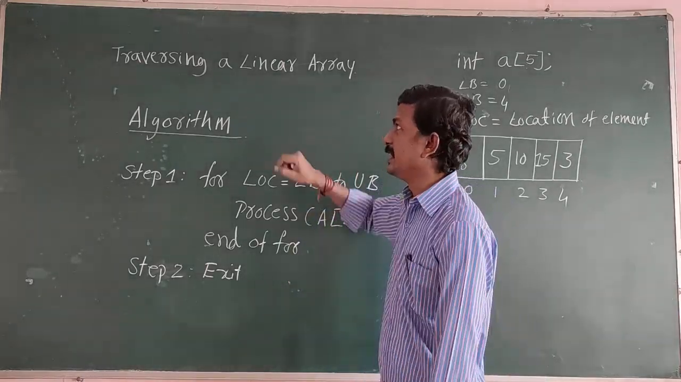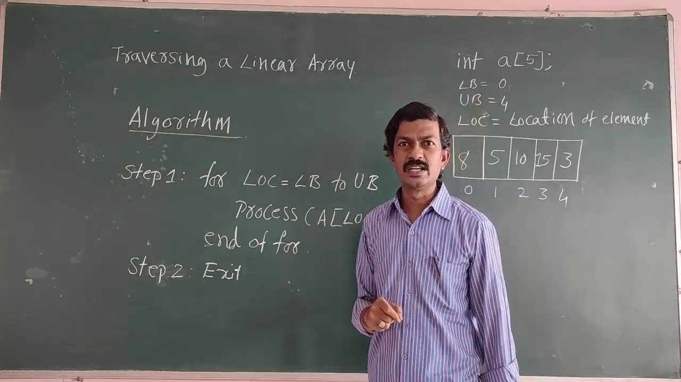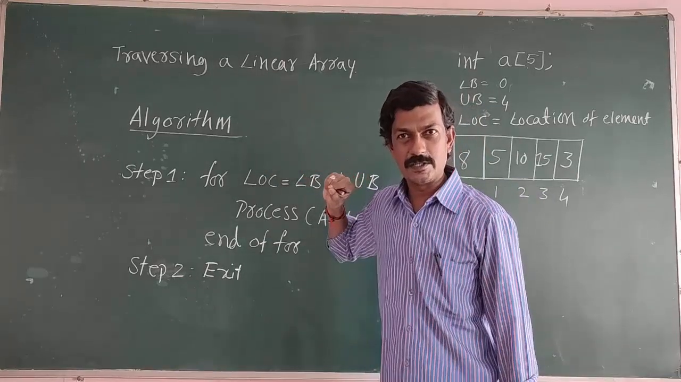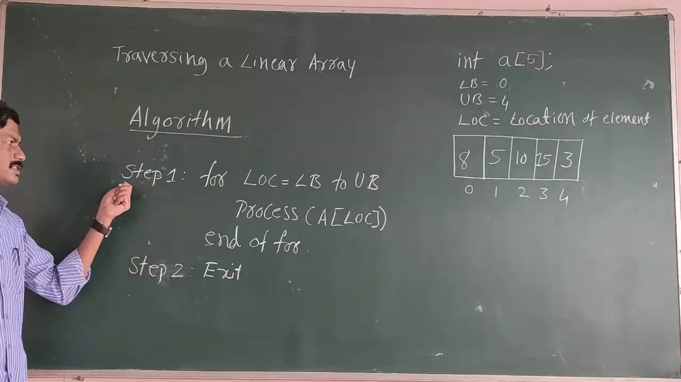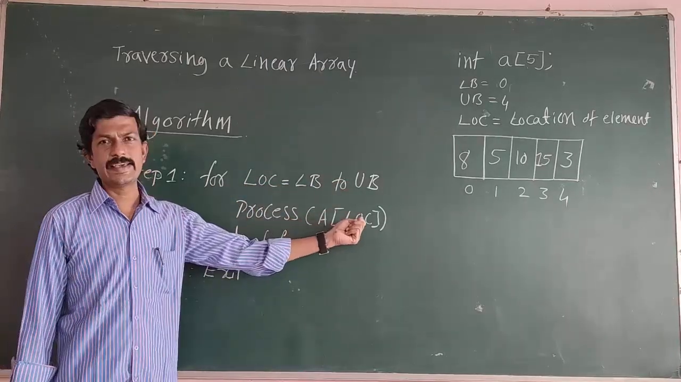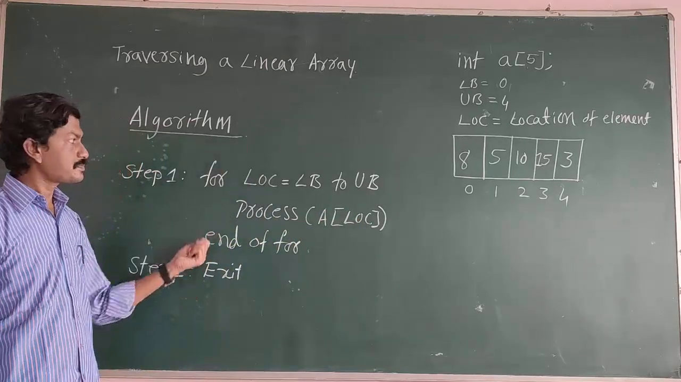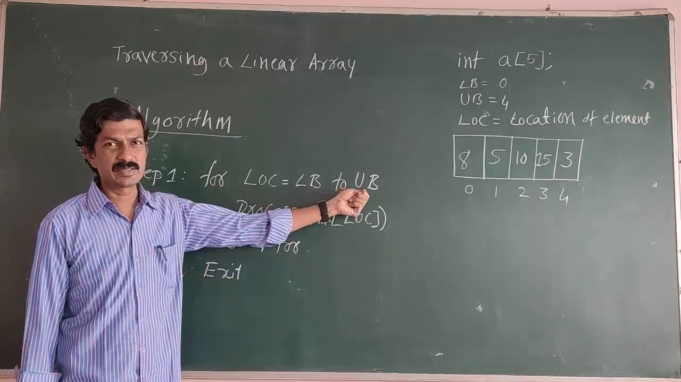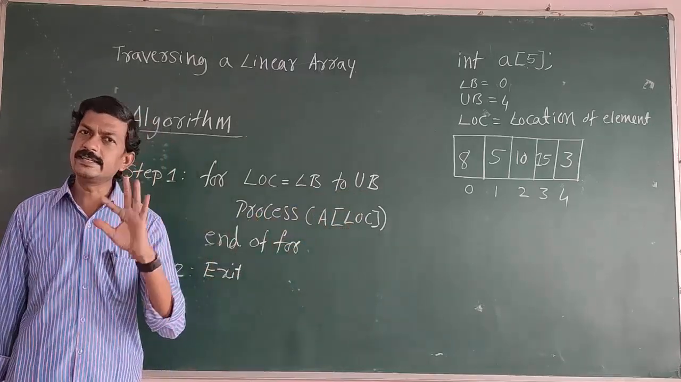Now we are discussing the algorithm for traversing in a linear array. We hope to access the data elements from that data structure with the help of traversing operations. In this algorithm, we have only two steps. Step 1: for LOC from lower bound to upper bound, process A of LOC, end of for, exit. Where LOC is location, LB means lower bound, UB means upper bound. Process is any kind of operation.